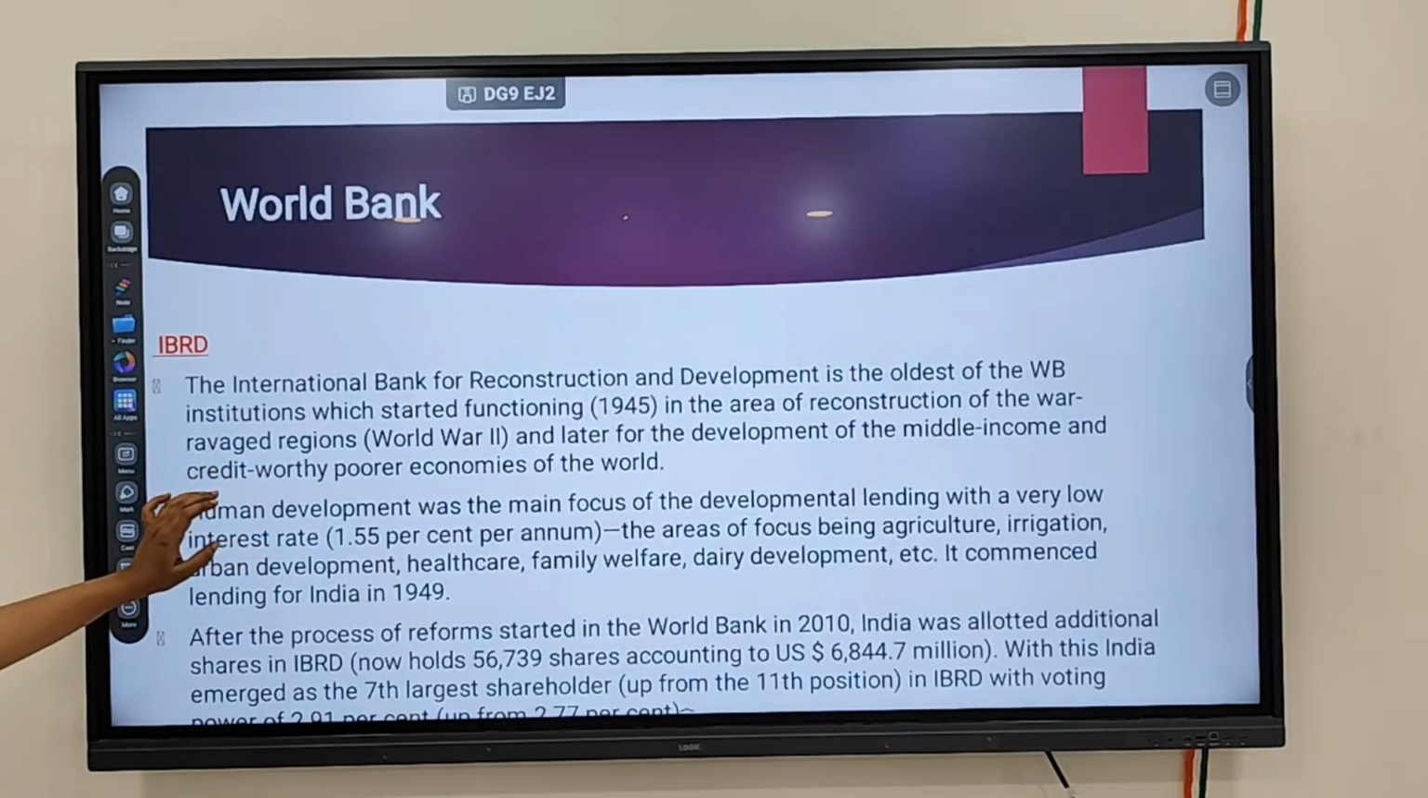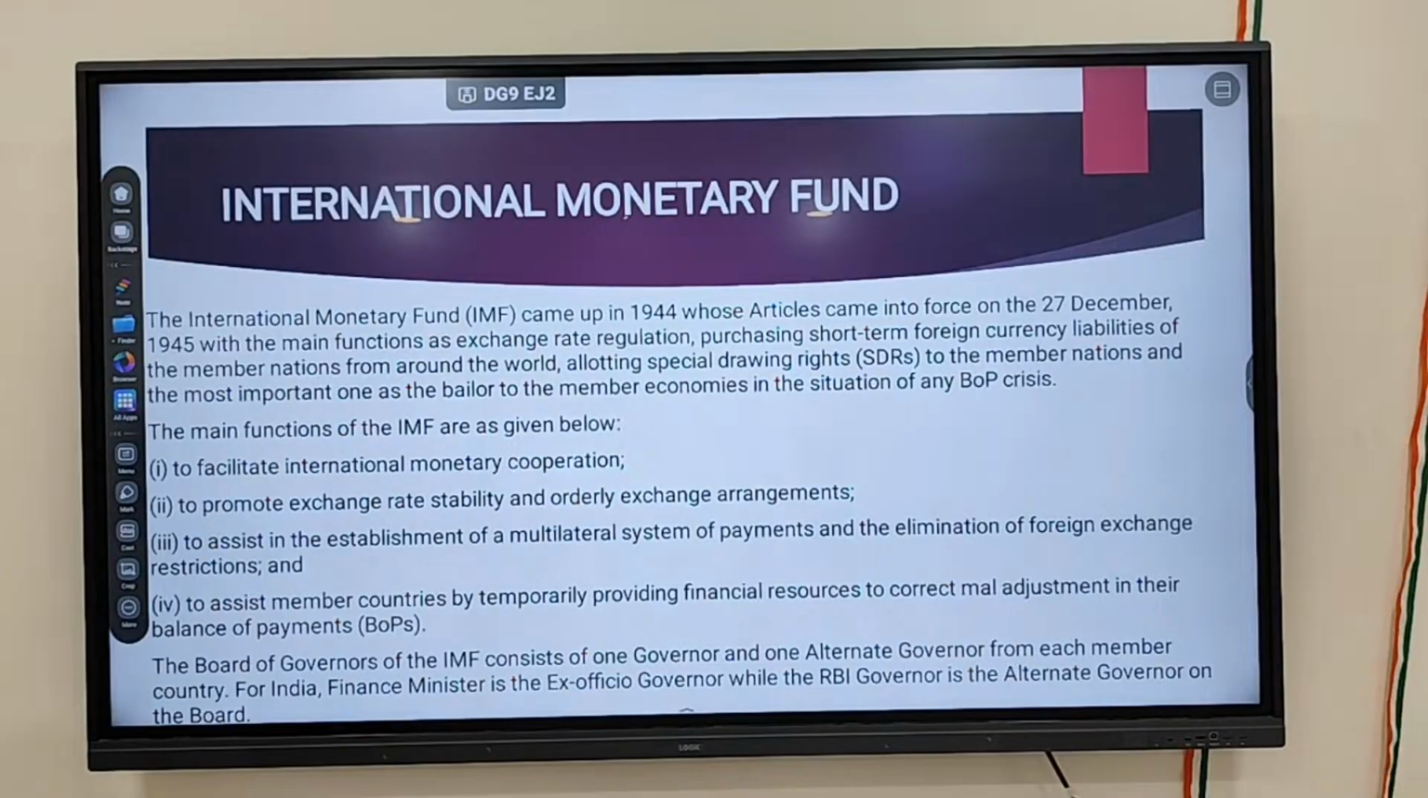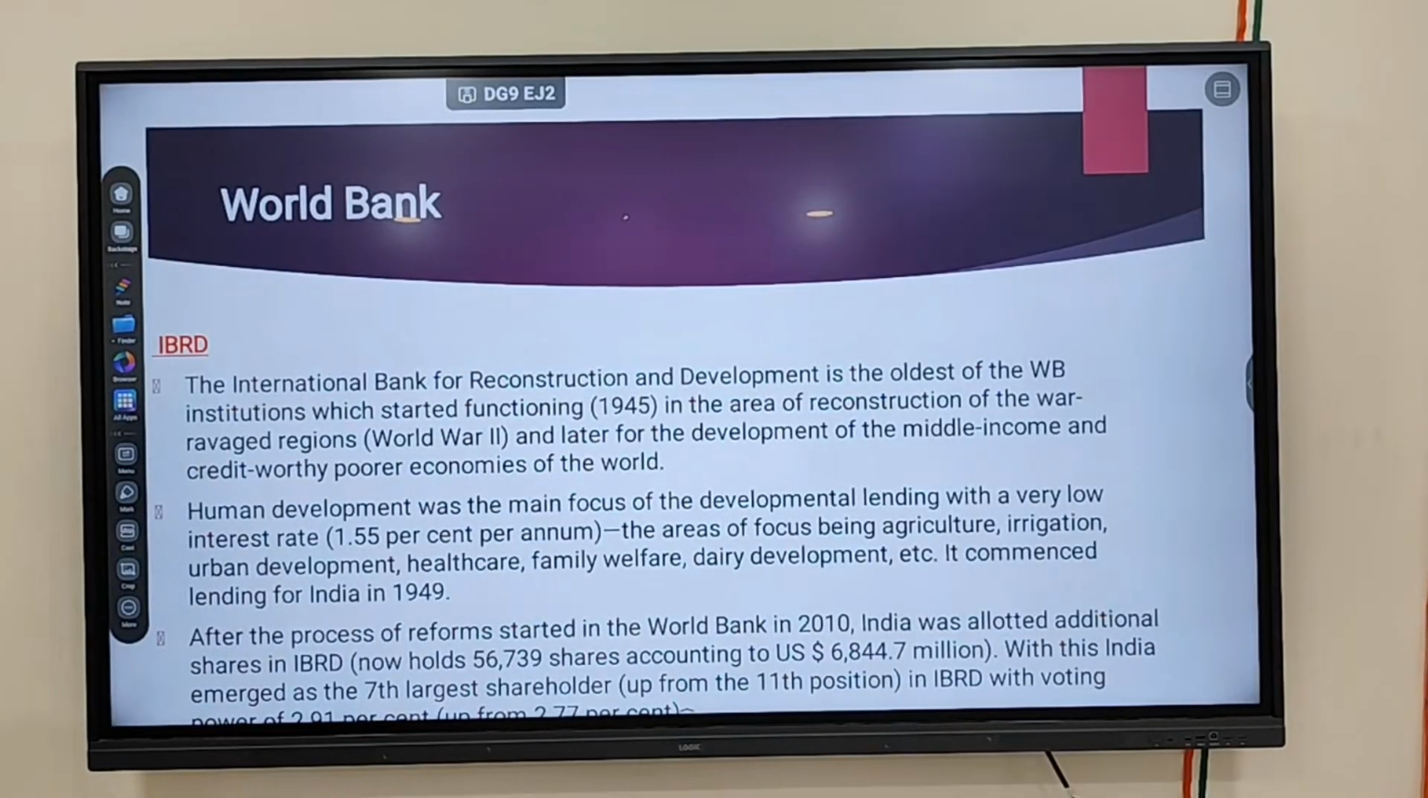First one is IBRD. What is the full form of IBRD? International Bank for Reconstruction and Development.